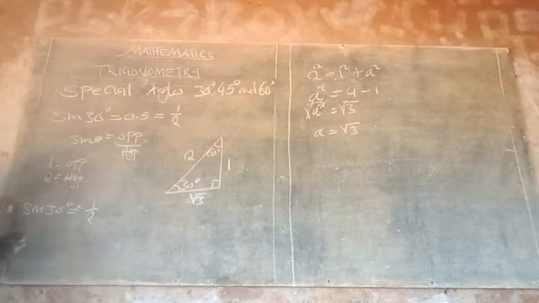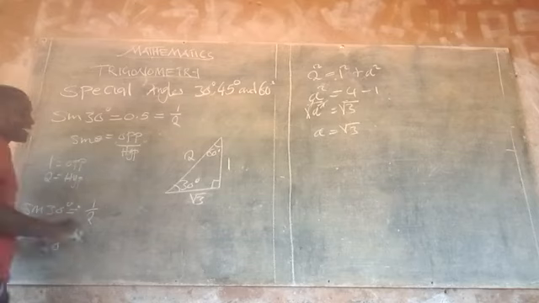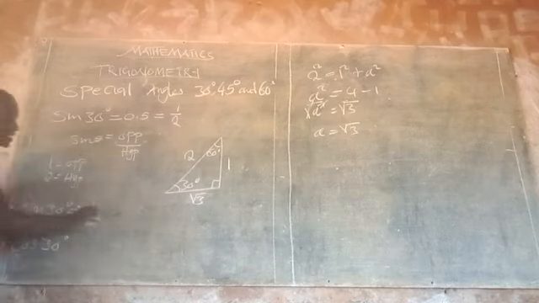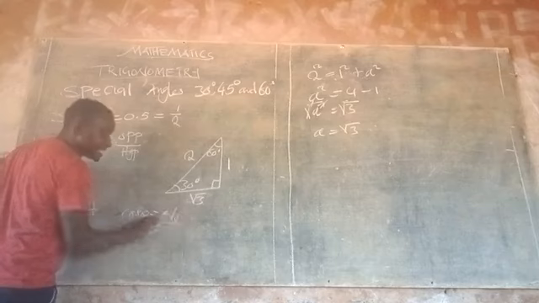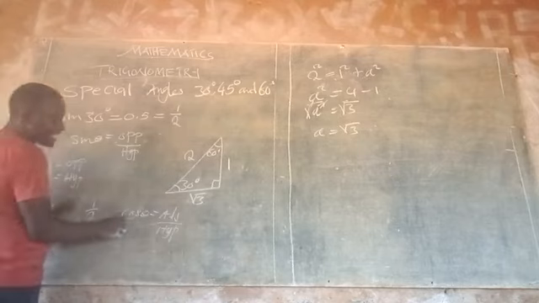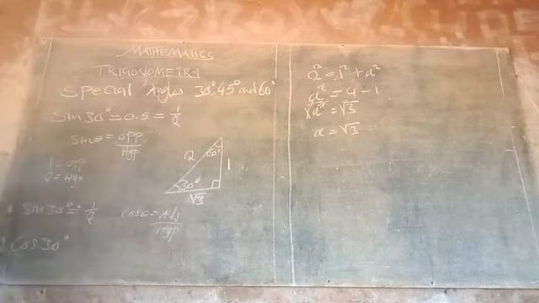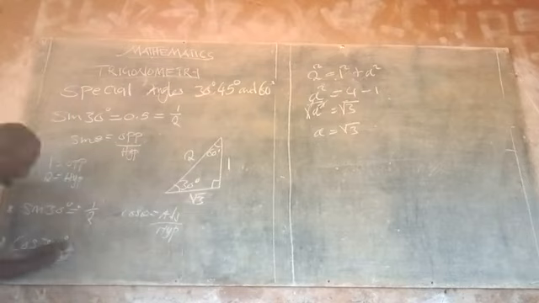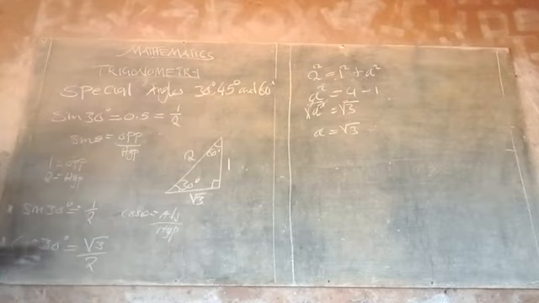Number 2, cos 30 degrees. We know that cos theta is equal to adjacent over the hypotenuse. Then I know that the side which is adjacent to this angle is simply that root of 3. Then cos theta is equal to root 3 over the hypotenuse which is just 2 there. So my cos 30 is equal to root 3 over 2.